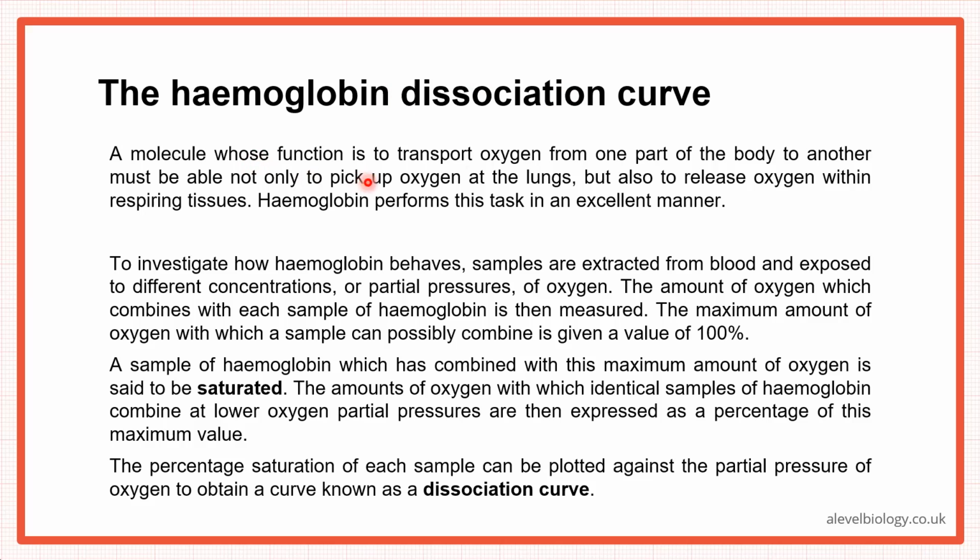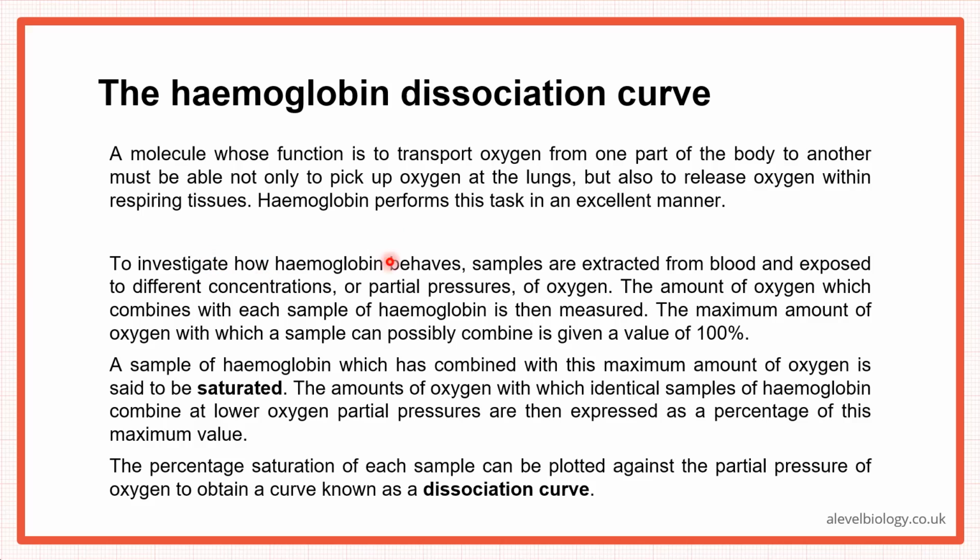So a molecule whose function is to transport oxygen from one part of the body to another must be able not only to pick up oxygen at the lungs, definitely, but also to release oxygen within the respiring tissues, right? Its function is not just to pick up oxygen, it has to release it as well. So that's where the role of hemoglobin comes into play, right?